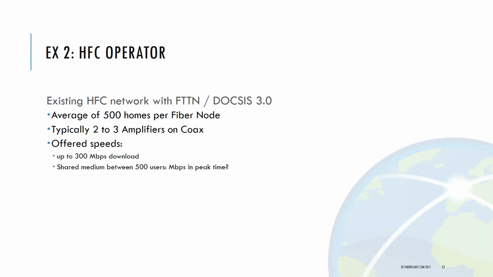On such a network, you could probably offer speeds of like 300 megabits per second download speeds. But the problem here is that the coax is a shared medium between these 500 users. So when in peak time, multiple users are using the capacity, there's no real guarantee on the speeds that you can get on this network.